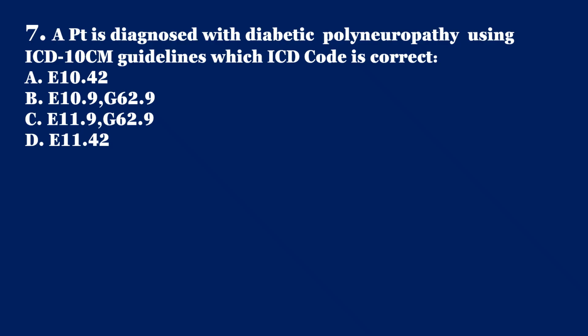Seventh question. A patient is diagnosed with diabetic polyneuropathy. Using ICD-10-CM guidelines, which ICD code is correct? Option A, E10.42. Option B, E10.9, G62.9. Option C, E11.9, G62.9. Option D, E11.42. So the answer will be option D, E11.42. I'll explain why it is.